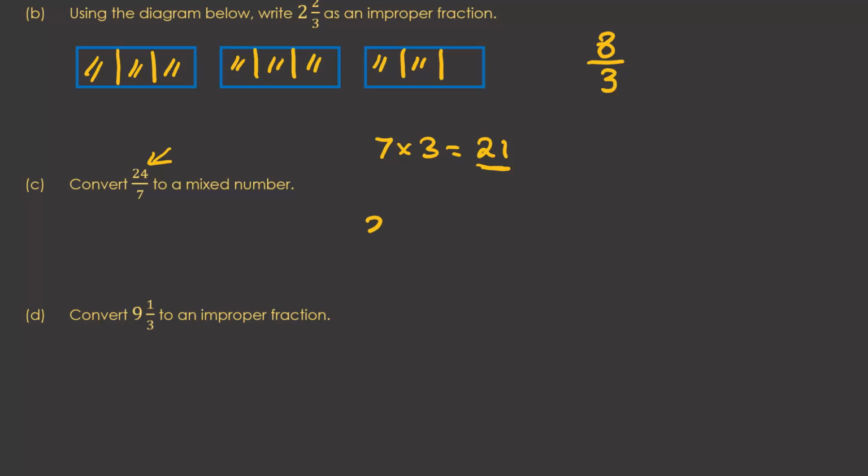So the 7 goes in 3 whole times. And then we've got a remainder of 3, which we put over 7, which is the same denominator. So it's 3 3/7.